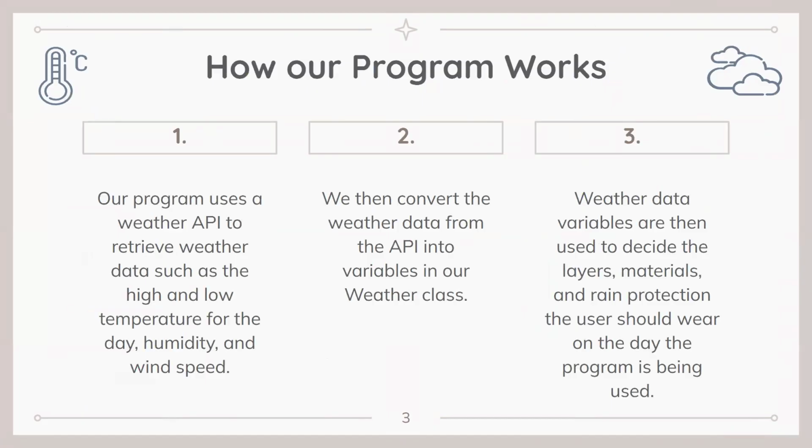So this is how our program works. We use a weather API to retrieve weather data such as the high and low temperature for the day, the humidity, and the wind speed. We then convert this data into variables in our weather class, which is one of the classes that we've created. And then these variables are used to decide the layers, material, and rain protection the user should wear on the day the program is being used.